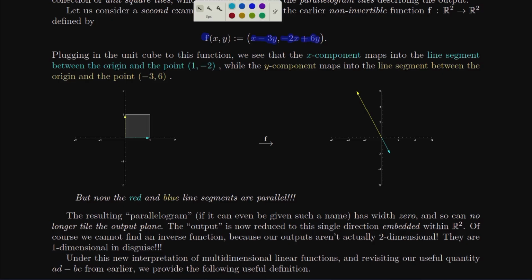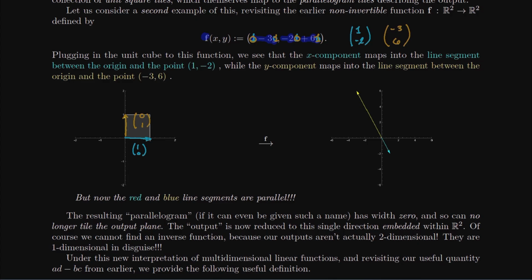When we have this situation, well, our x vector 1, 0, if I plug that vector in, I end up with the output 1, -2. And if I put the y vector in, the y vector being 0, 1, I'm going to put a 0 in for x and a 1 in for y, I end up with the vector -3, 6. If I plot the vector -3, 6, I can plot it up here. And if I plot the vector 1, -2, I can plot it down here.